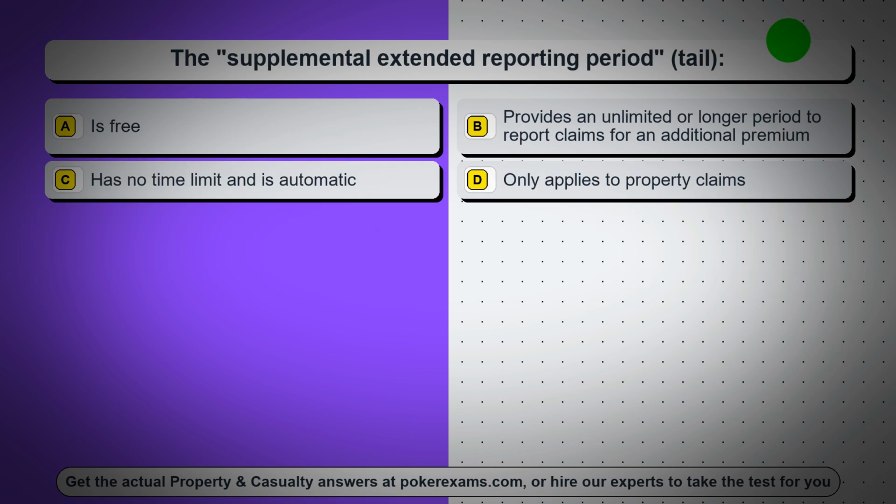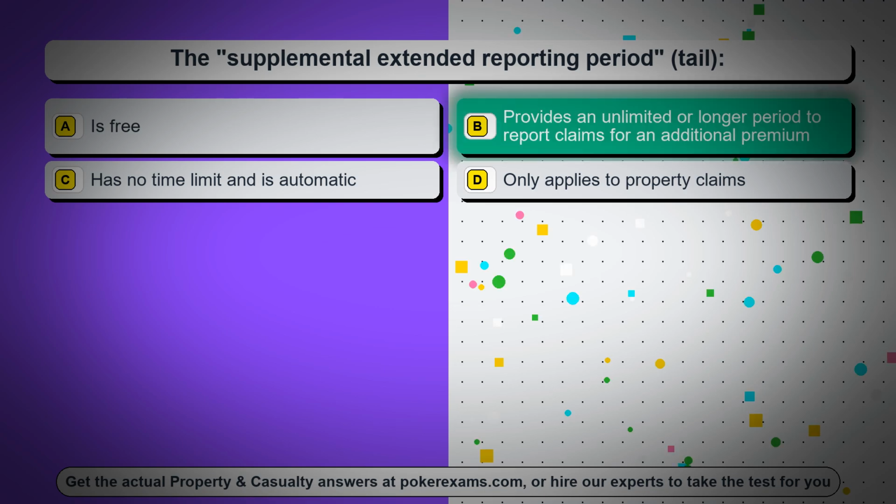Question 84. The supplemental extended reporting period, TAIL, option A, is free. Option B, provides an unlimited or longer period to report claims for an additional premium. Option C, has no time limit and is automatic. Option D, only applies to property claims. The correct answer is option B, provides an unlimited or longer period to report claims for an additional premium.